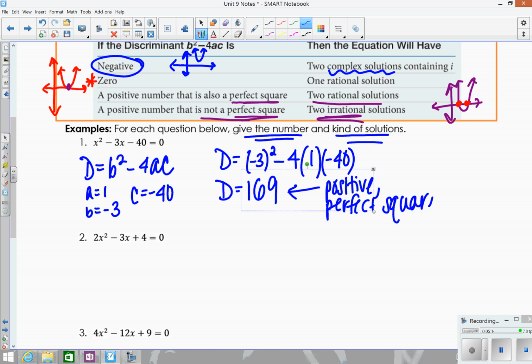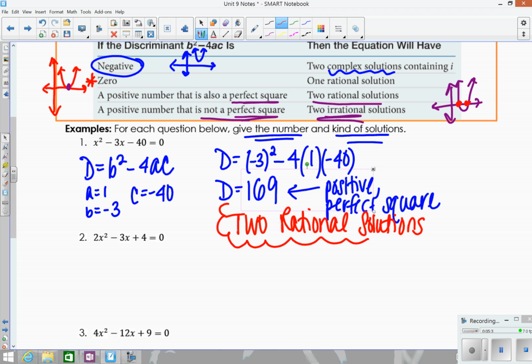So that means if I were to solve this quadratic equation and I wanted to determine the number of solutions or the number of zeros, I would have to have two of them, and they would be two rational numbers. So two rational zeros or solutions. Remember that solutions, zeros, x-intercepts, roots, they're all pretty much the same thing. When we say x-intercepts, though, we do mean the real numbers because they have to cross the x-axis.